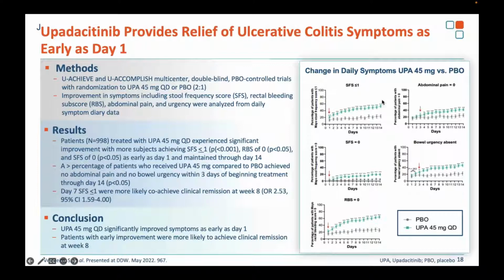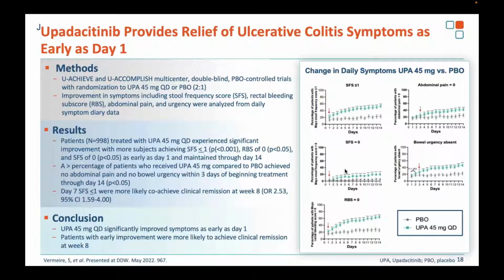And if you look at the graphs, the variety of different, I think, very relevant patient-reported outcomes: stool frequency less than or equal to 1, which is therefore 2 or more stools than normal, stool frequency equal to 0, which is therefore the normal number of stools, rectal bleeding subscore of 0, which is no rectal bleeding, pain, or bowel urgency. What you can see is that you begin to get significant separation between the drug and placebo as early as day 1 and certainly by day 2 or 3, suggesting that certainly in some patients, upadacitinib works remarkably quickly. And I think that, from a patient perspective, is very meaningful data.